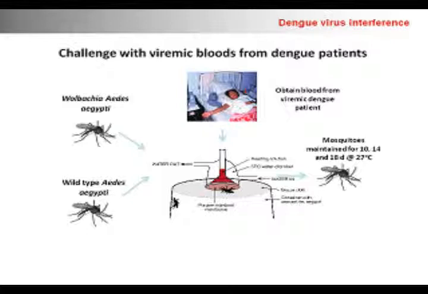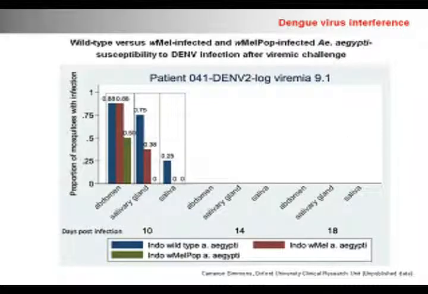Next slide. These are some results, and so it's a little complicated, the graph, but I'd just like to walk you through it. So this is a dengue 2 virus that was being fed to Wolbachia infected and uninfected mosquitoes. And the patient had quite a high viremia, 9.1 logs. And these are the results of the mosquitoes after 10 days. So the mosquitoes were fed on the virus, then held in the laboratory alive for 10 days, and then we process the mosquitoes and test them for virus.